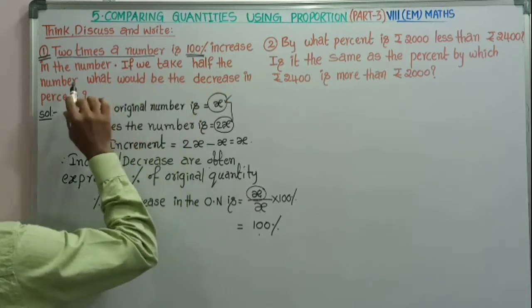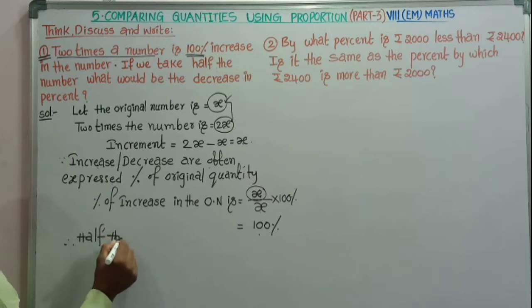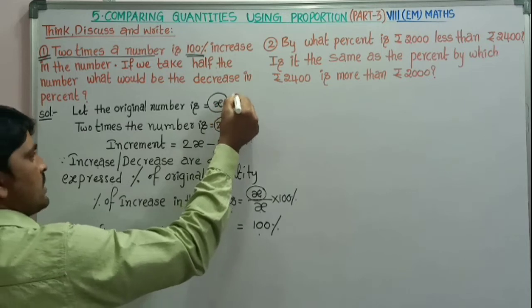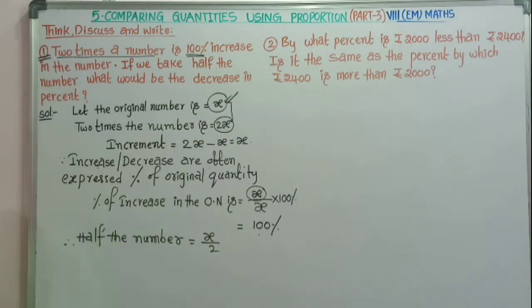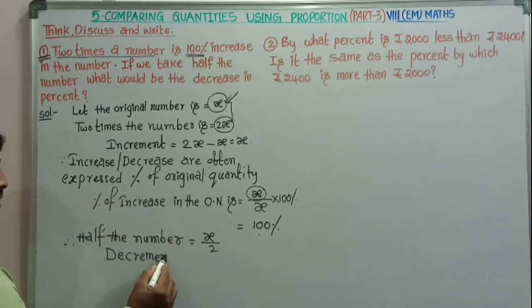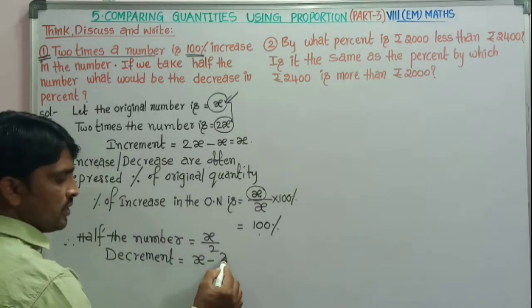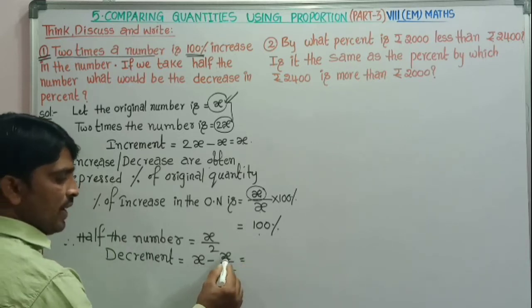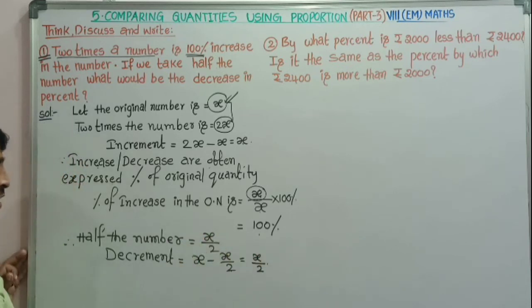If we take half the number, now consider half the number. The original number is x, half the original number is x by 2. Then find the decrement. Decrement is equal to the original number x minus the new number x by 2, that is x minus x by 2, which is 2x minus x over 2, that is x by 2. Decrement is x by 2.